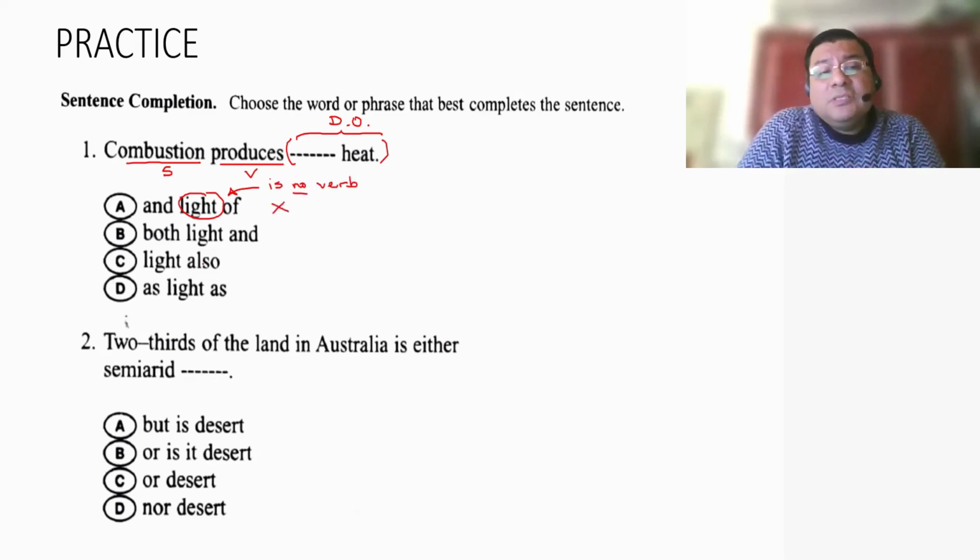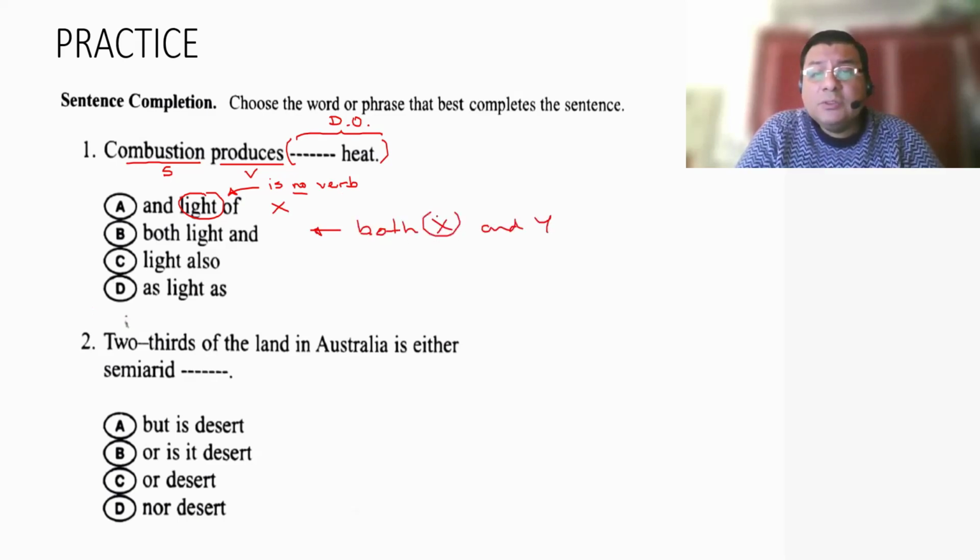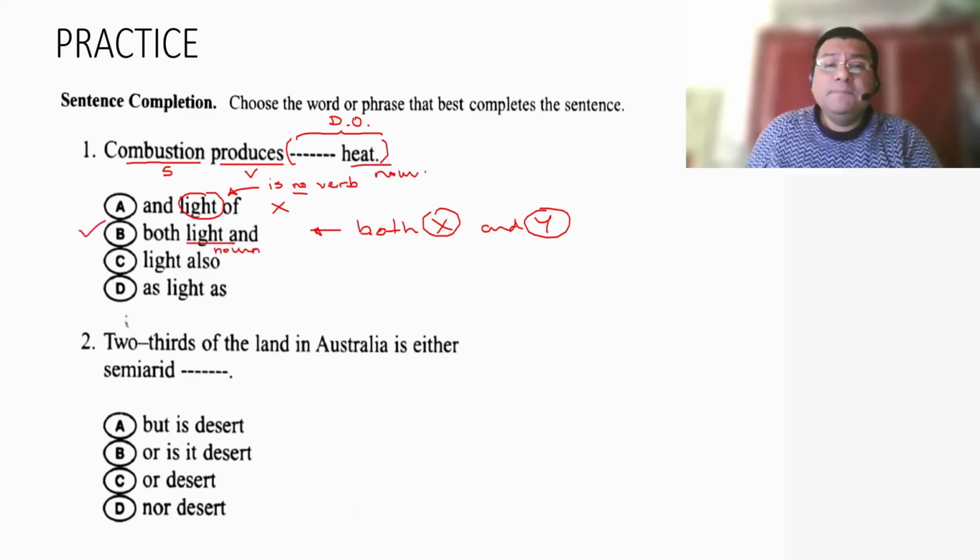If we say produces both light and heat, then we have a double direct object, light and heat, connected together with our conjunction both X and Y, which we can use to put together parallel structures. In this case, two nouns, light and heat. This is the correct answer choice. Number 2 or option B. Let's keep going.